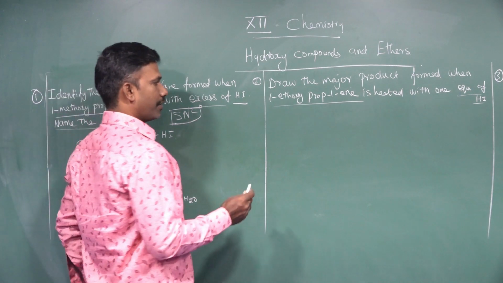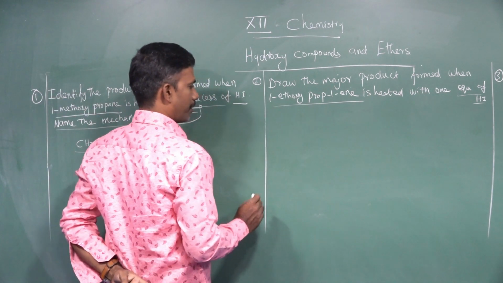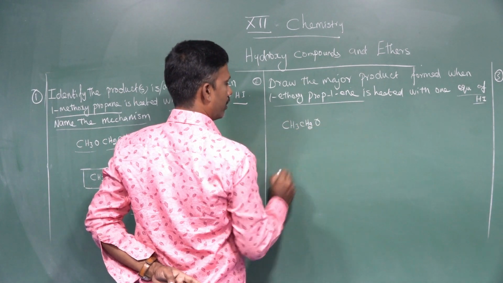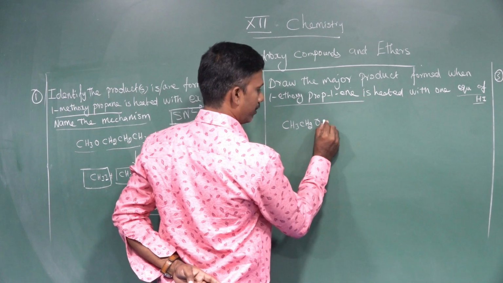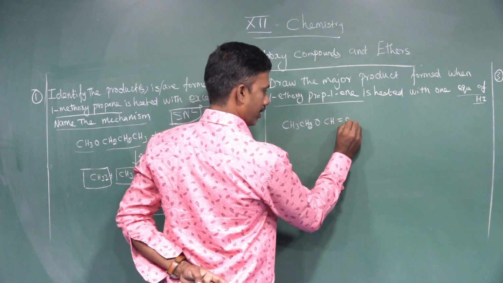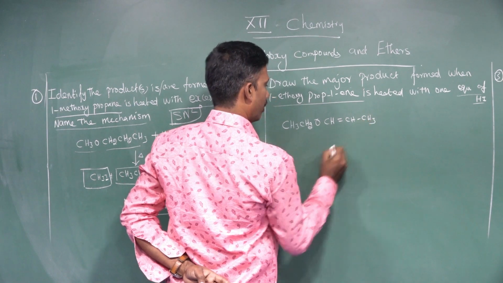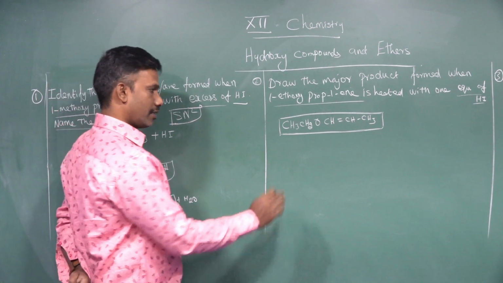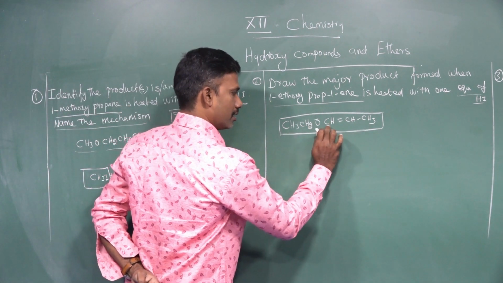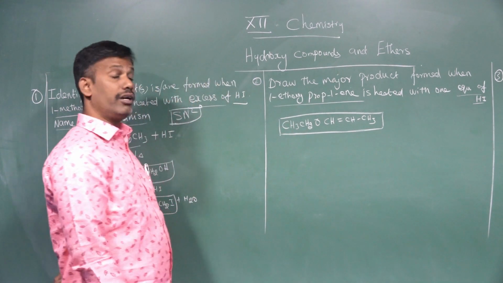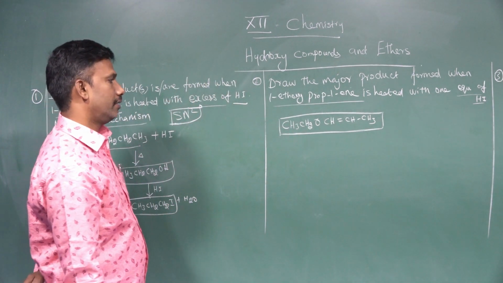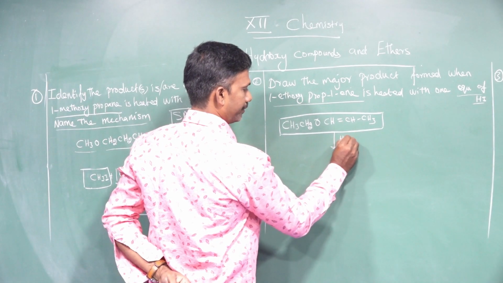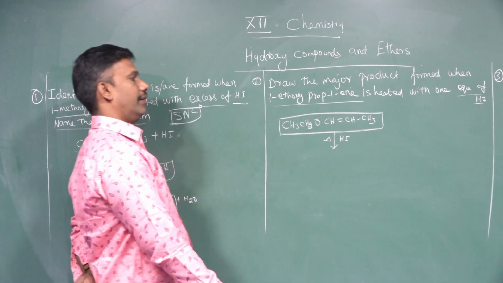First you need to write 1-ethoxypropene. CH3CH2O is ethoxy, and propene means three carbons are there. The first carbon contains the double bond. First of all, you should write the formula. So ethoxypropene: on the first carbon, the ethoxy group is attached. This is 1-ethoxypropene, which is heated with HI. What happens?